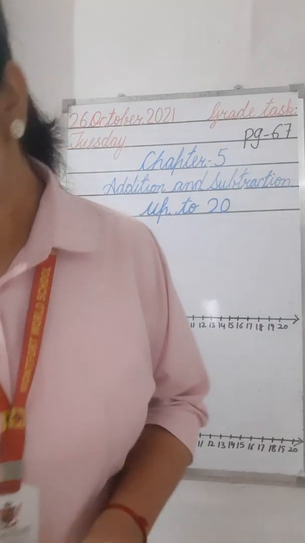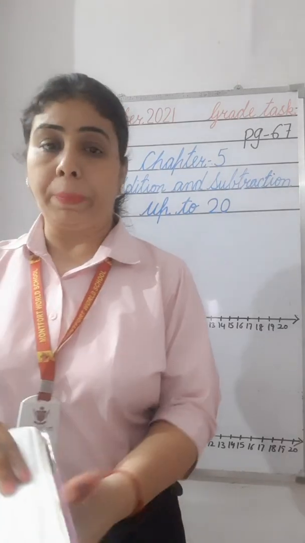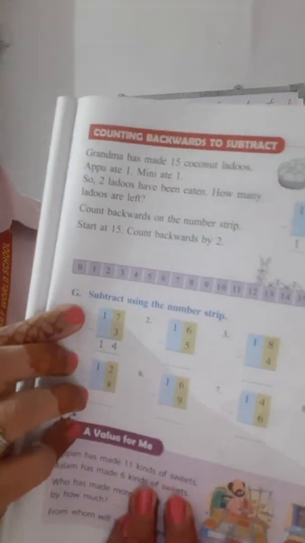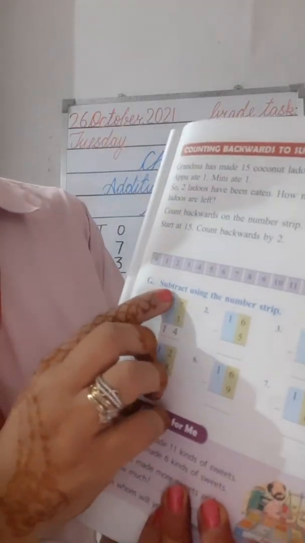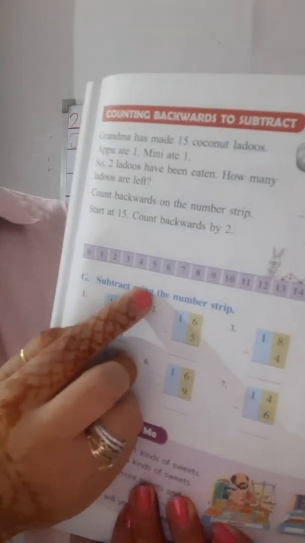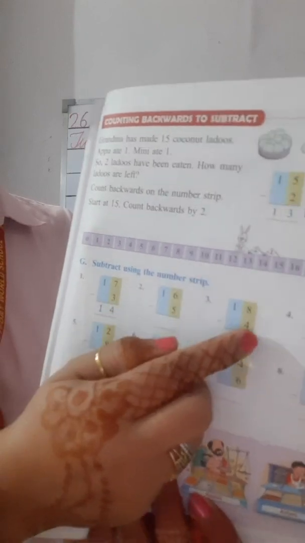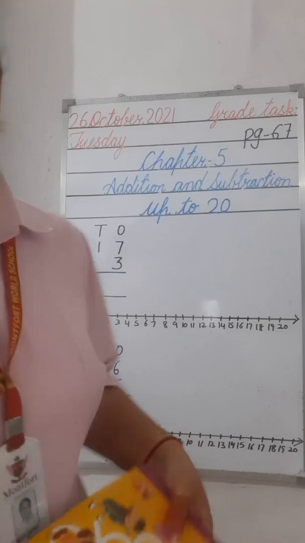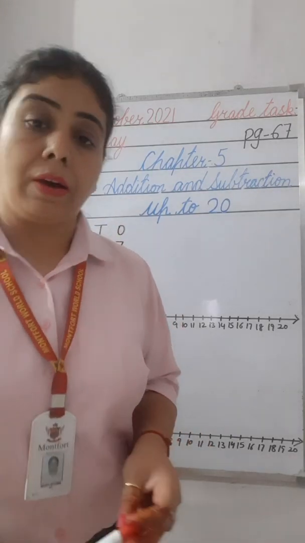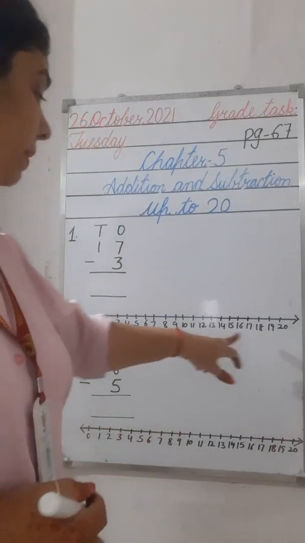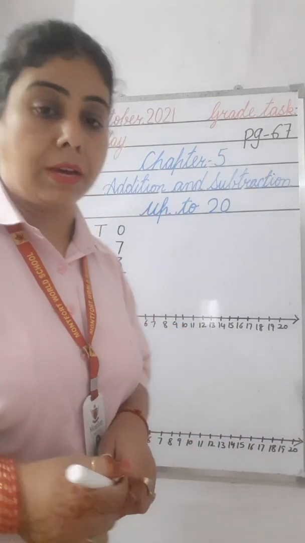Okay? Students, in your book, see on page 67, sums are there. G part, this part we will do in notebook. Okay, here subtract using the number strips. These sums we will do in notebook. Okay, you all know how to draw number strip. So firstly draw number strip in your notebook and then start.